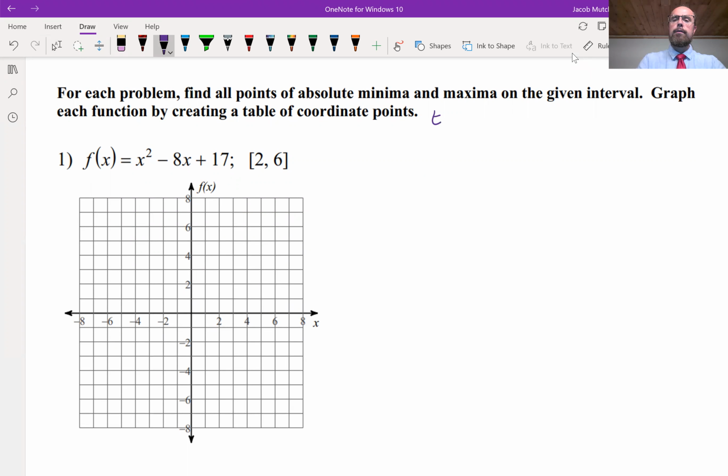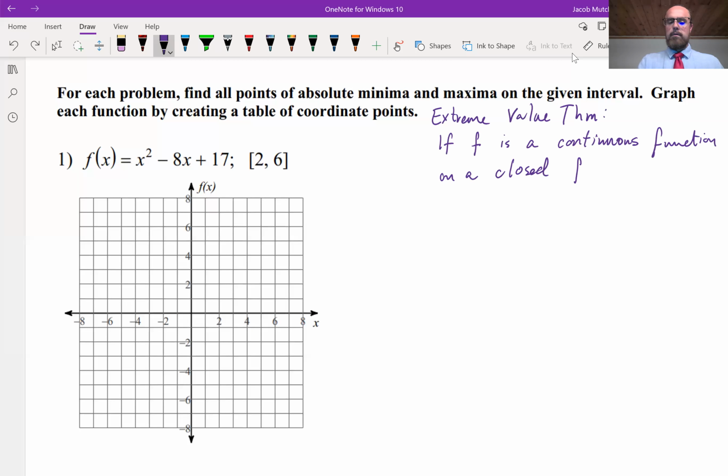So here's the extreme value theorem. And what this theorem states, make sure I spell it correctly, extreme value theorem, is that if I have a continuous function over a closed interval, so if f is a continuous function, and we'll call this closed interval generally from a to b, is a continuous function on a closed interval from a to b, then what we can claim is that the function has both an absolute maximum and an absolute minimum within that interval.